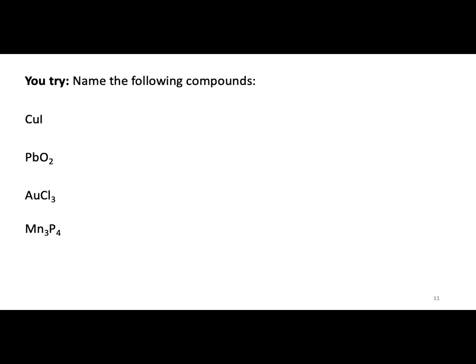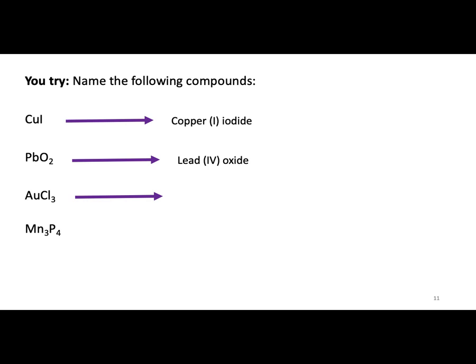All right, how did you do? Let's look. So this CuI is copper 1 iodide. This PbO2 is lead 4 oxide, IV is 4. AuCl3 is gold 3 chloride. And Mn3P4 is manganese 4 phosphide. Great work.